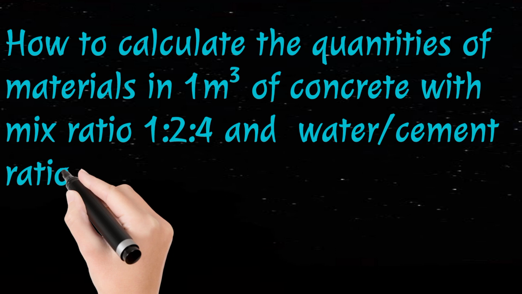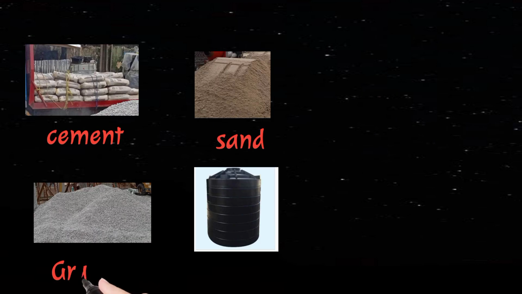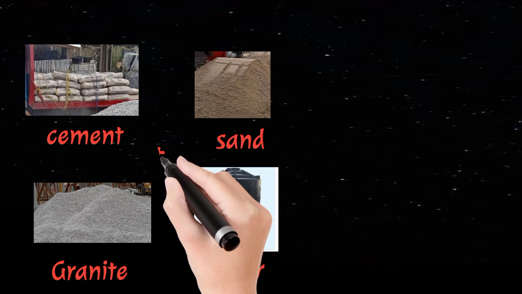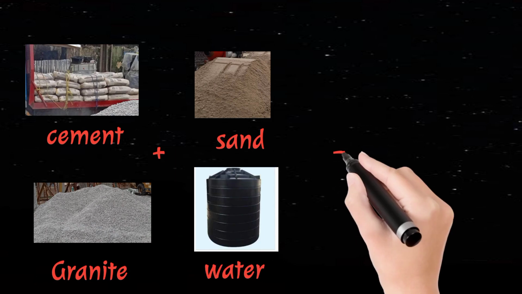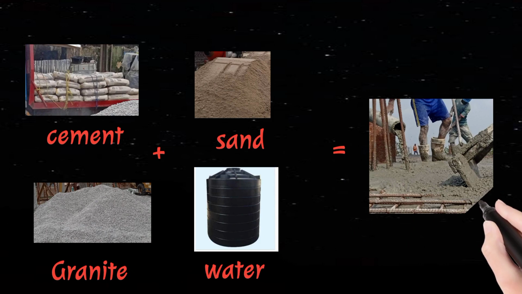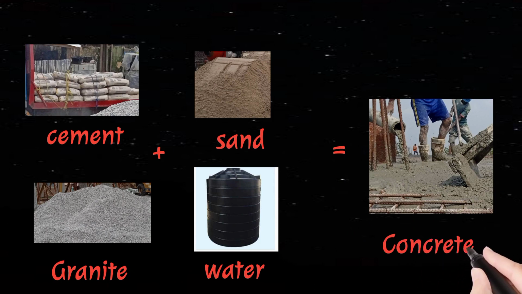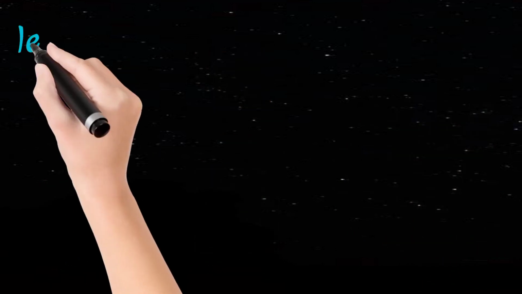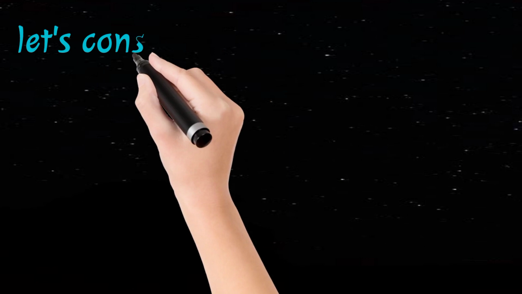From our basic definition, concrete is a material that is produced when you mix cement, sand, granite, and water in a particular proportion. These are the 4 basic materials that form concrete: the cement, the sand, the granite, and the water, as illustrated in the picture there.